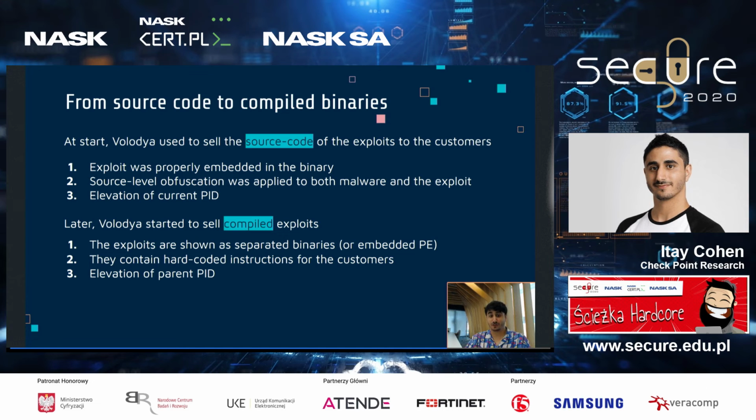Later, we believe that Volodya started to sell the customers compiled binaries. So unlike before, now the exploits were usually shown as separated binaries and not part of the malware itself. They also contained hard-coded prints with instructions to the customers describing each step the exploit does. So if the customer had the source code itself, they would probably remove those prints. And last, the elevation of privileges was for the parent process and not for the current running process.